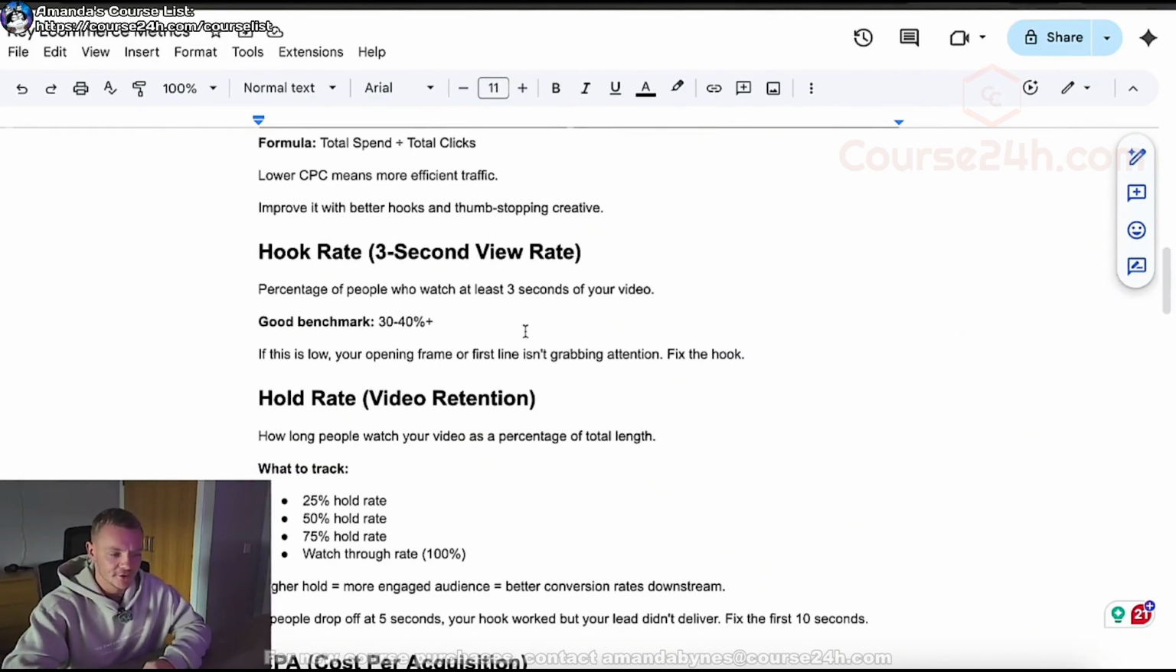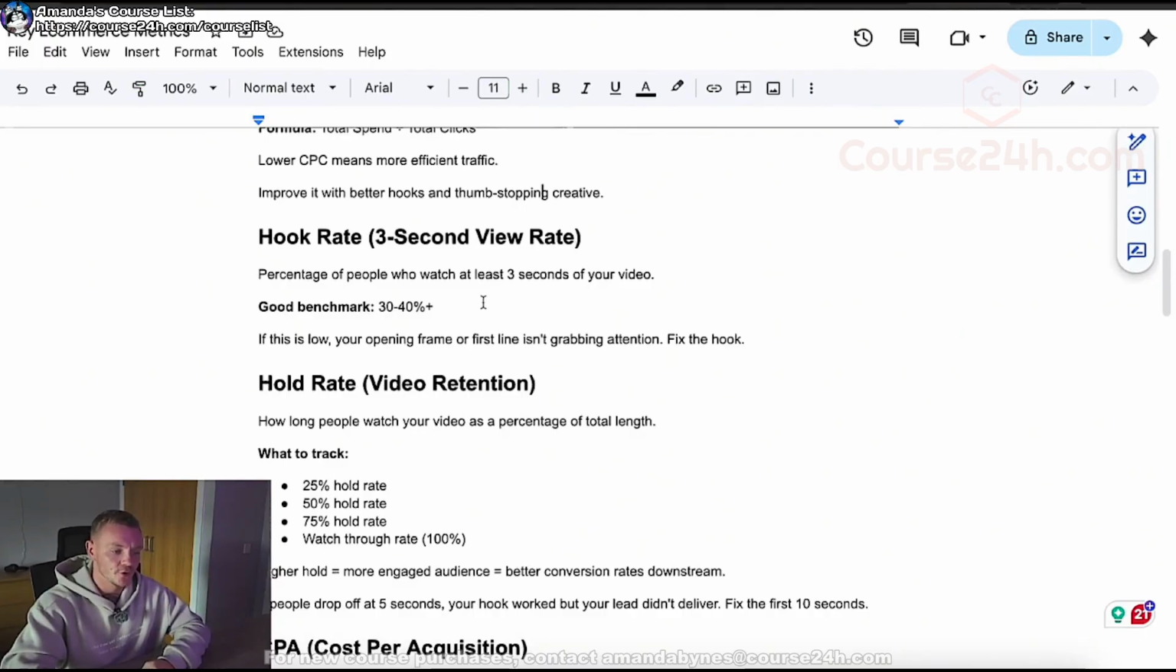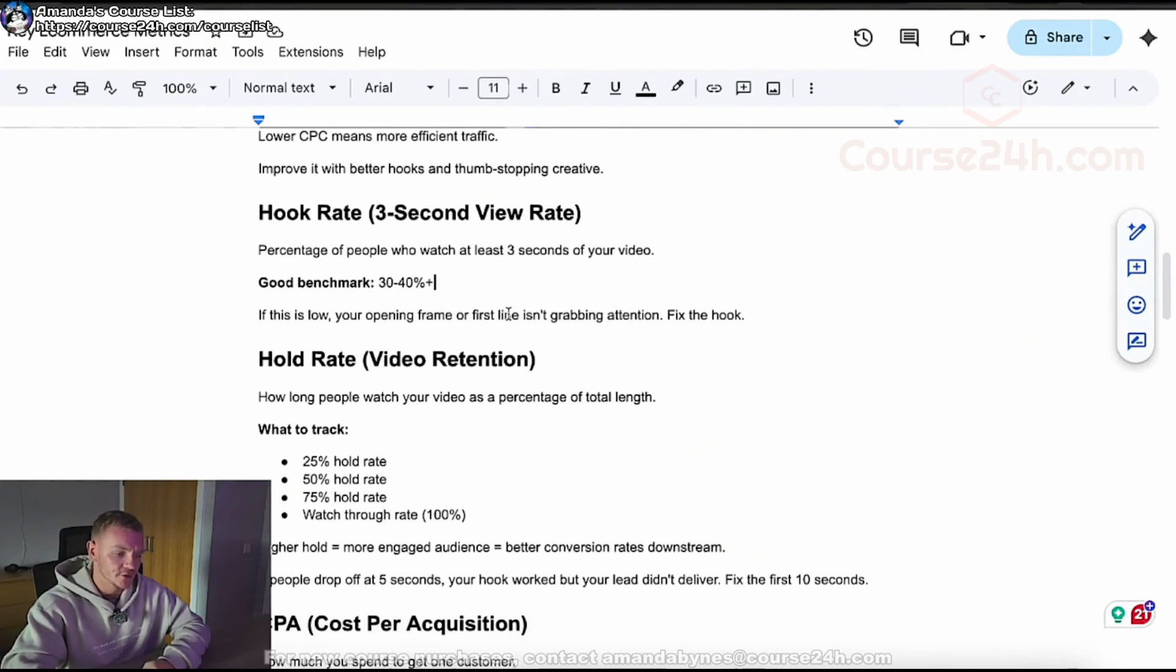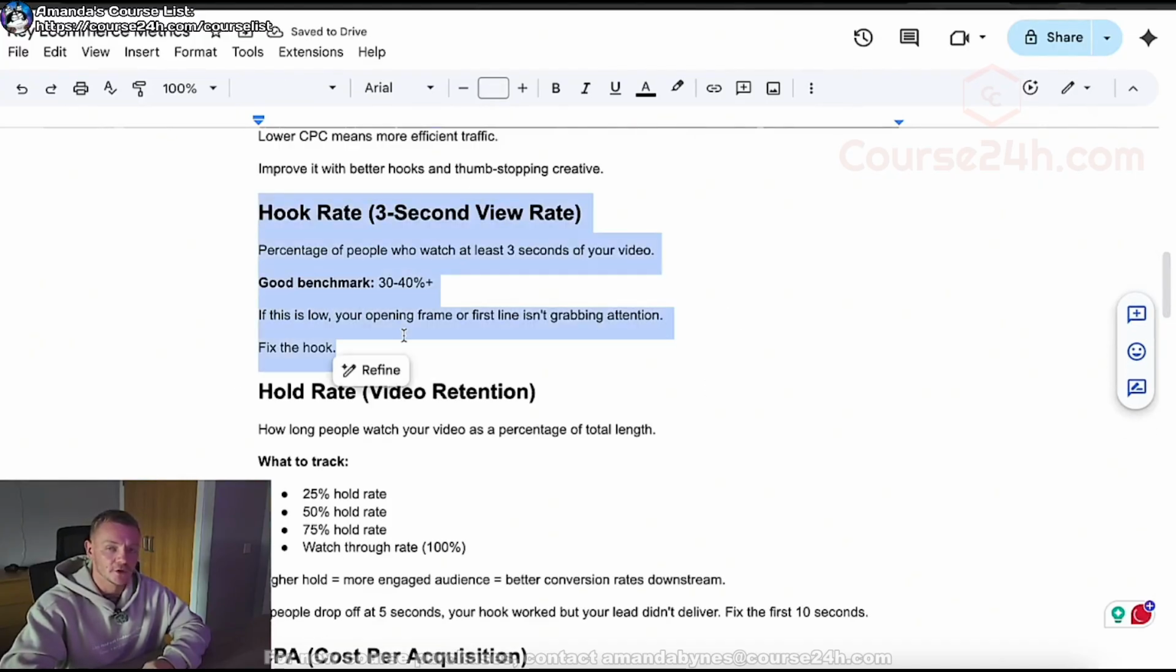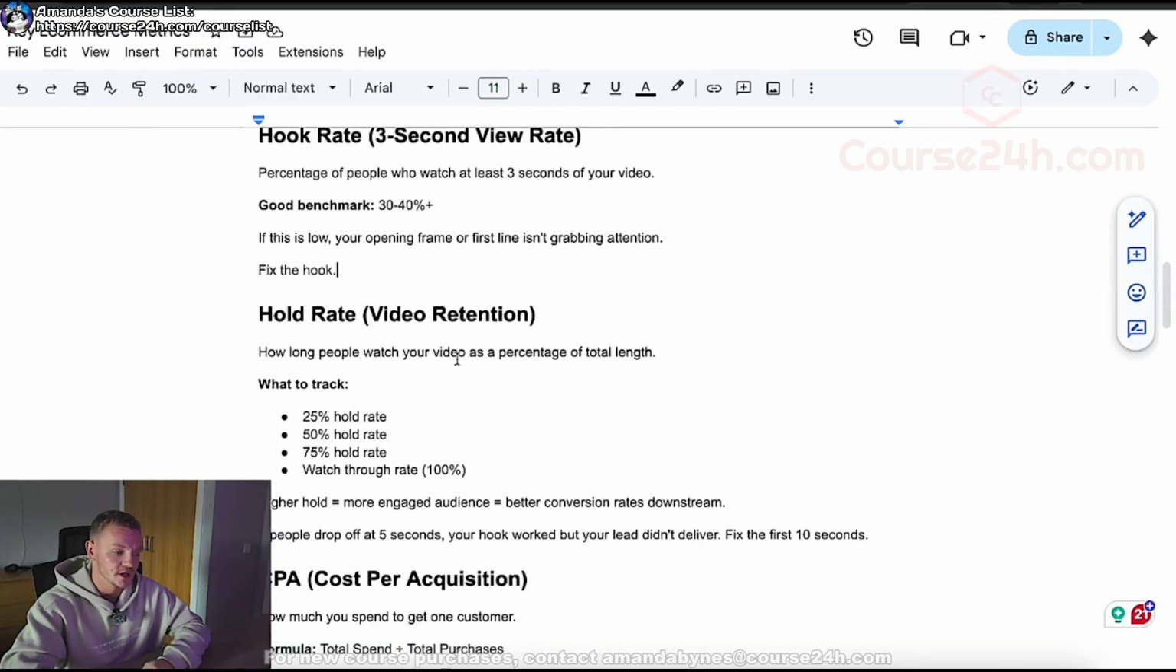Hook rate, so this is for your VSLs and stuff. This is the percentage of people who watch at least 3 seconds of the video. Now, a good benchmark is between 30 and 40% plus, ideally you want it higher. If this is low, you need to be changing your hooks up. Fix the hook, because this is going to be a big determining factor on whether or not your VSL is going to scale.